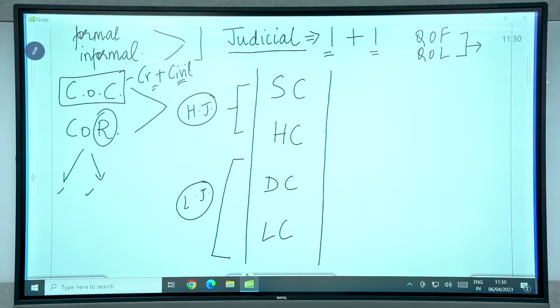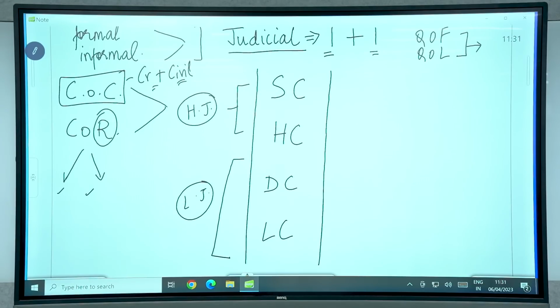But disregarding the judgment is not a criminal offense, because it could be a civil judgment in the first place. It could be a civil case. Understood? So this is what is called a civil court. This is what is called a criminal court. And we are good to go.